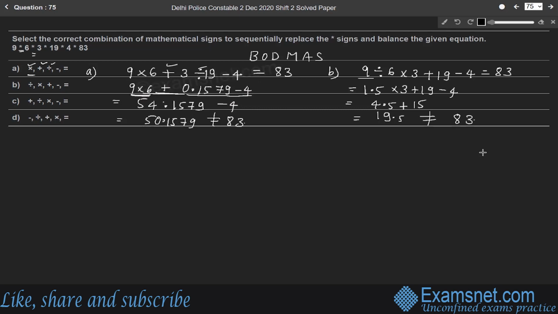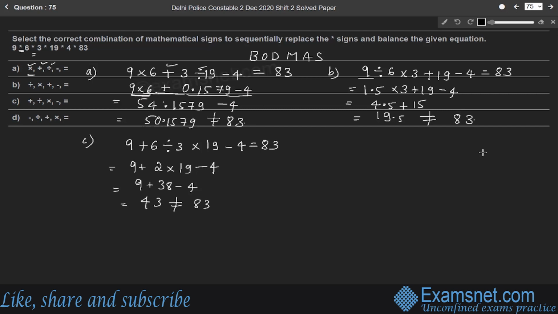Right. Now option C. So 9 plus 6 divided by 3 into 19 minus 4 is equal to 83. So the LHS part becomes 9 plus 6 by 3, which becomes 2 into 19 minus 4, so 9 plus 38 minus 4, which is equal to 47 minus 4, is 43, which is not equal to 83.